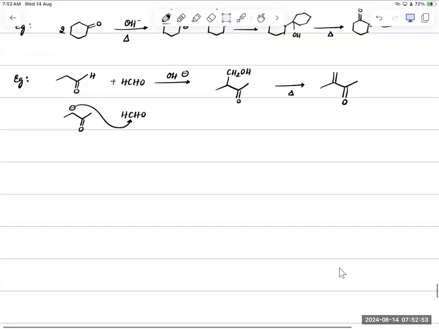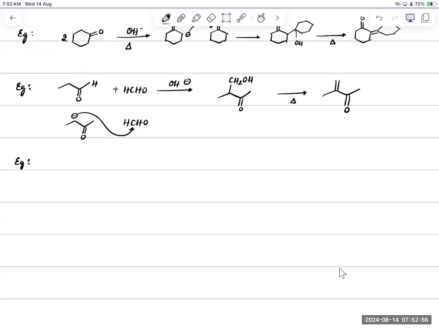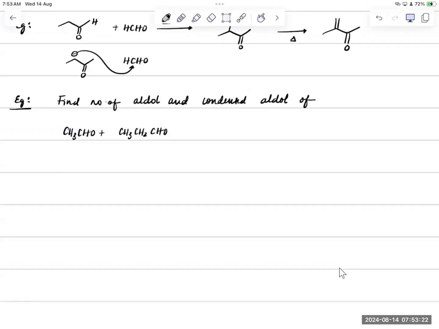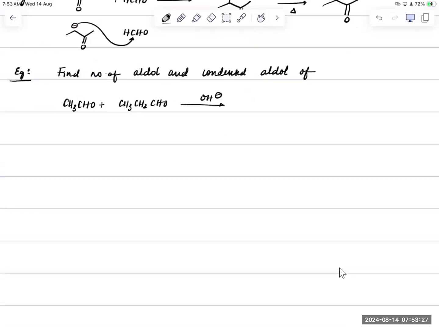Next, suppose the question is asked on the same terms, I'll ask you this question. Find the number of aldol and condensed aldol of CH3CHO plus CH3CH2CHO. If we combine these two in the presence of base, what are all the aldols we can get, and condensed aldol, what do we get? You start with self here. Self, how do we do?